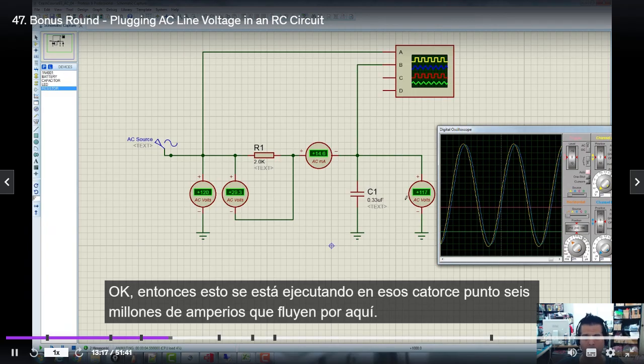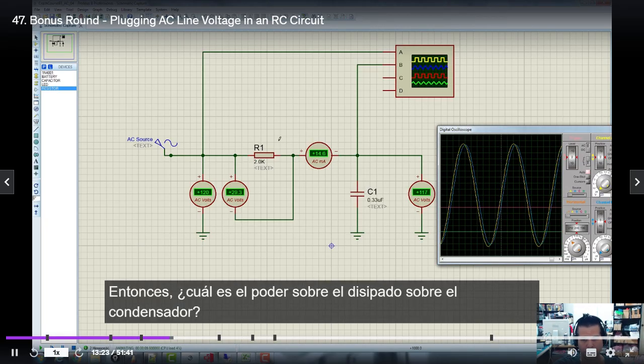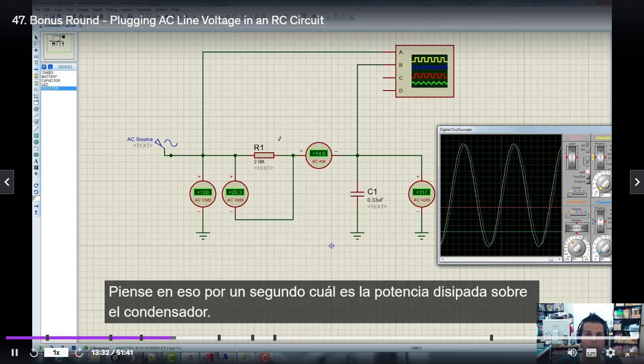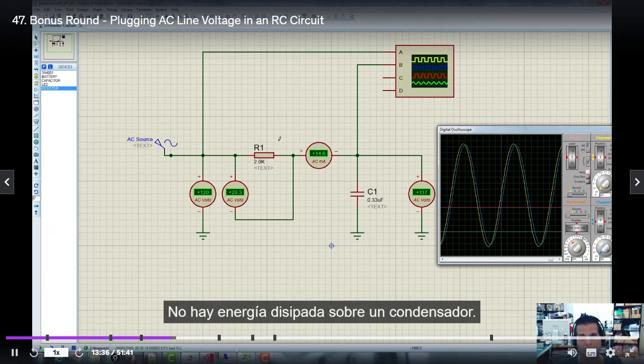Okay, so this is running and we've got 14.6 milliamperes flowing through here, right? So what's the power dissipated over the capacitor? Think about that for a second. What's the power dissipated over the capacitor? Raise your hand. 0. There is no power dissipated over a capacitor.